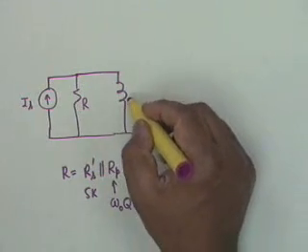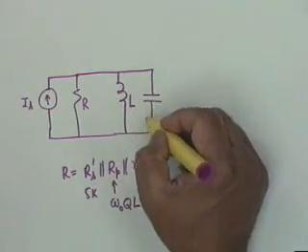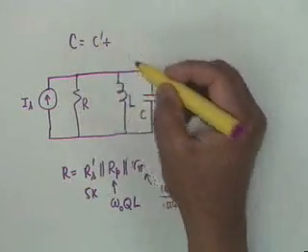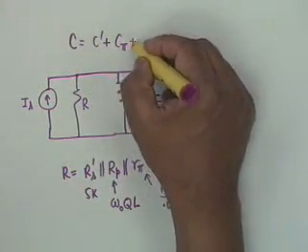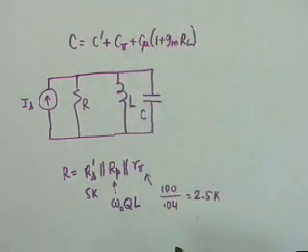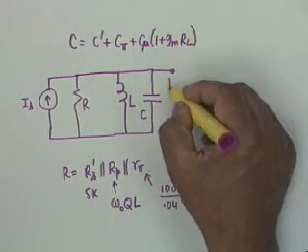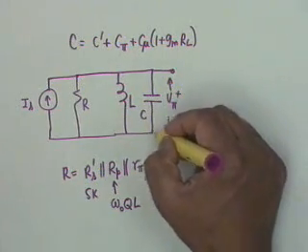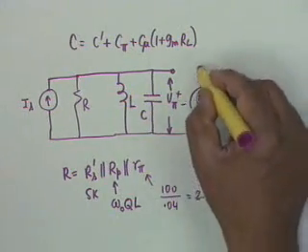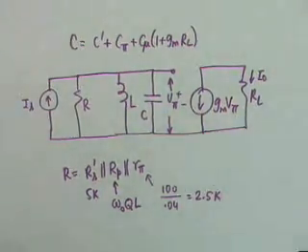Then the parallel inductance is still L. Then instead of C prime, we shall have a C, where capital C is equal to C prime plus C pi plus C mu times 1 plus GM RL. This is the total capacitance that comes here, and this voltage is V pi. Then we have the GM V pi and RL. This current I0 is the output current.